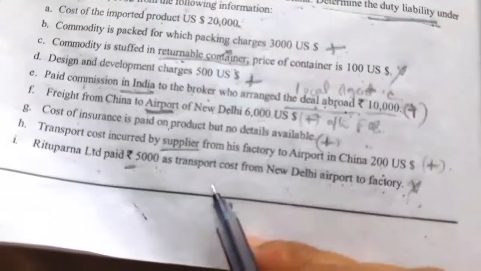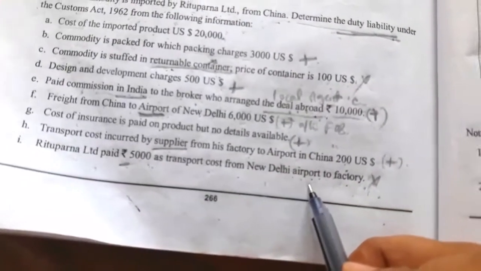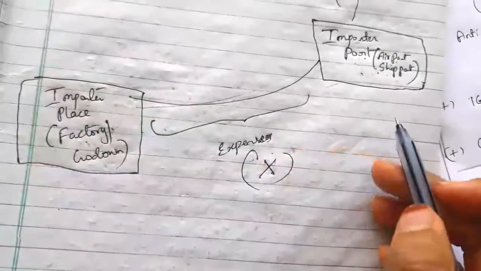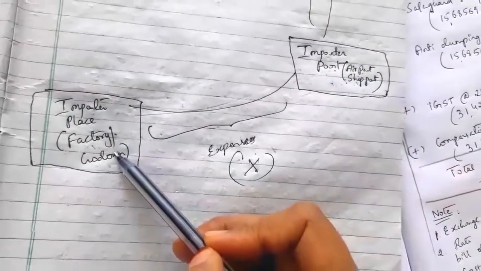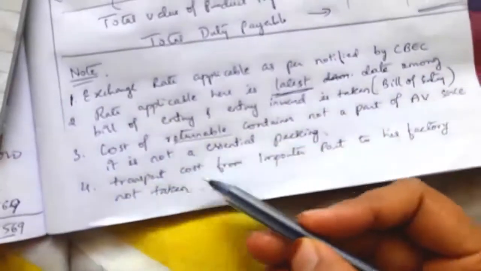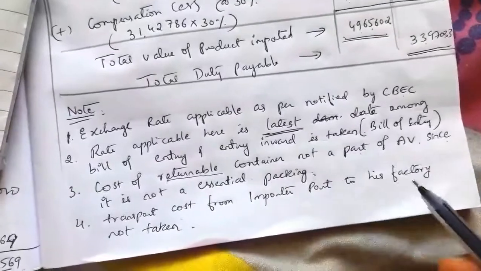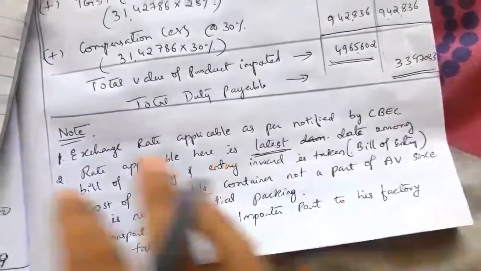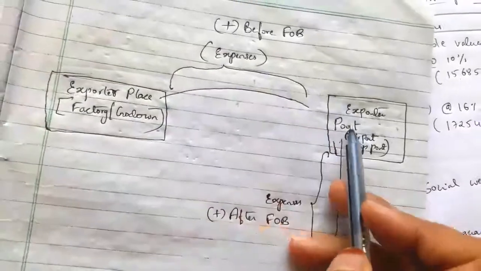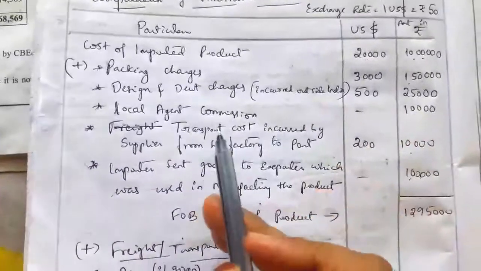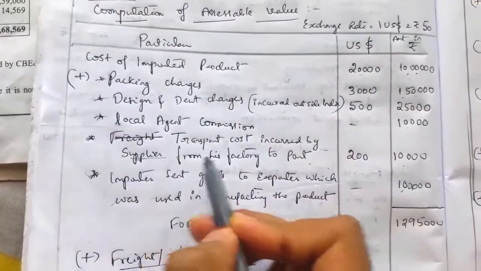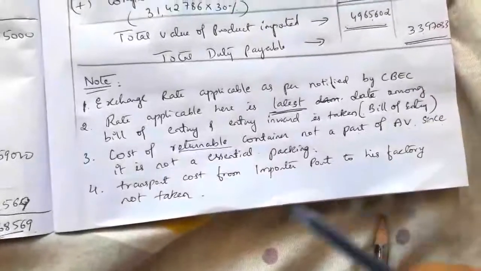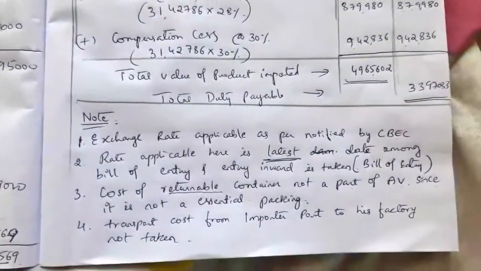Then any transport cost from an Indian port, the importer's port, to his factory is not a part of AV. So we have to write that transport cost from the importer's port to his factory is not taken. Only the transport cost from the exporter's place to the exporter's port we have to take. That is, transport cost incurred by the supplier, meaning the exporter, from his factory to the port is taken, but cost incurred by the importer is not taken. Okay, so this is about the illustration.